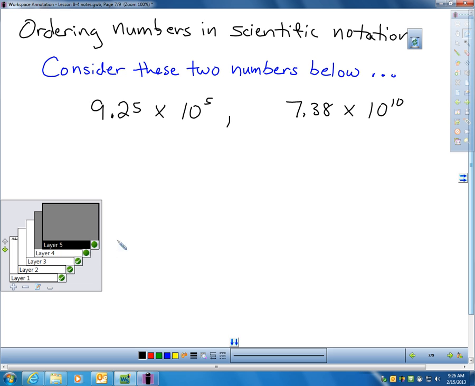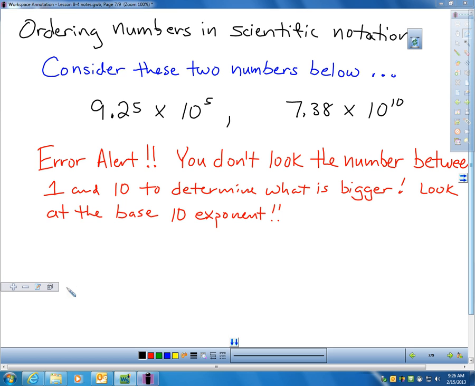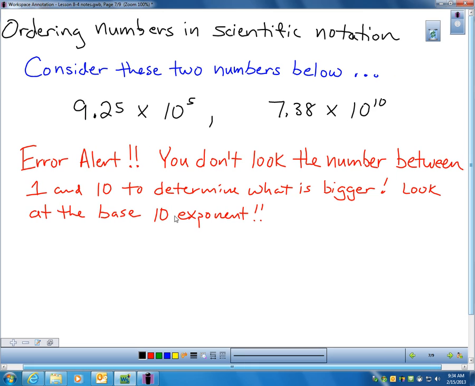I'm going to have you compare these two numbers. Here's a very, very common mistake that I see every year that people make. I'll ask them to compare these two, tell me which is bigger. And they'll go right here and say this is bigger because 9's bigger than 7. Which doesn't make any sense because you've got to look at the base 10.